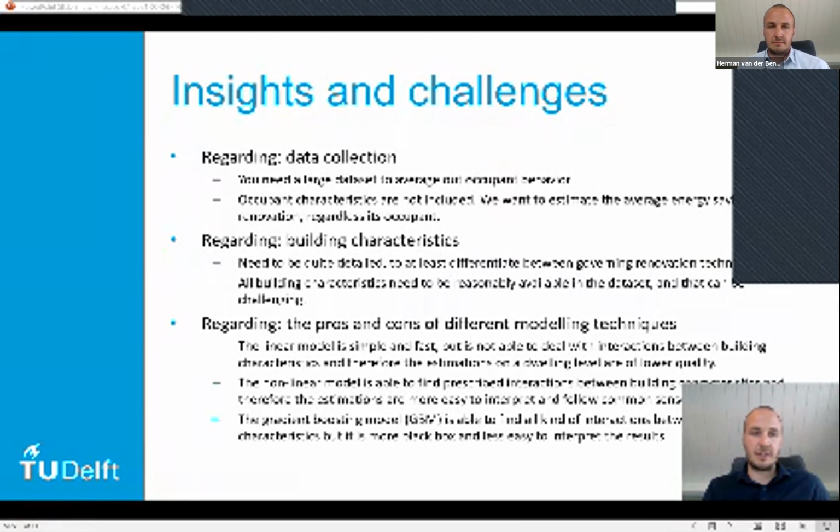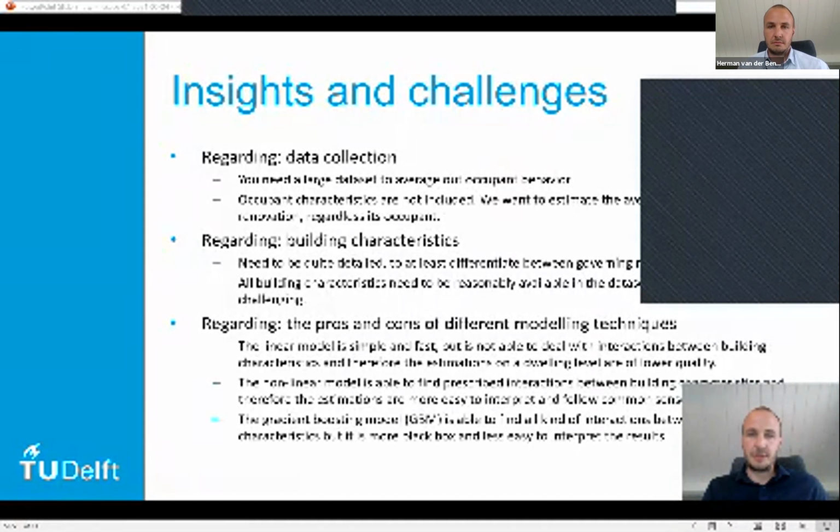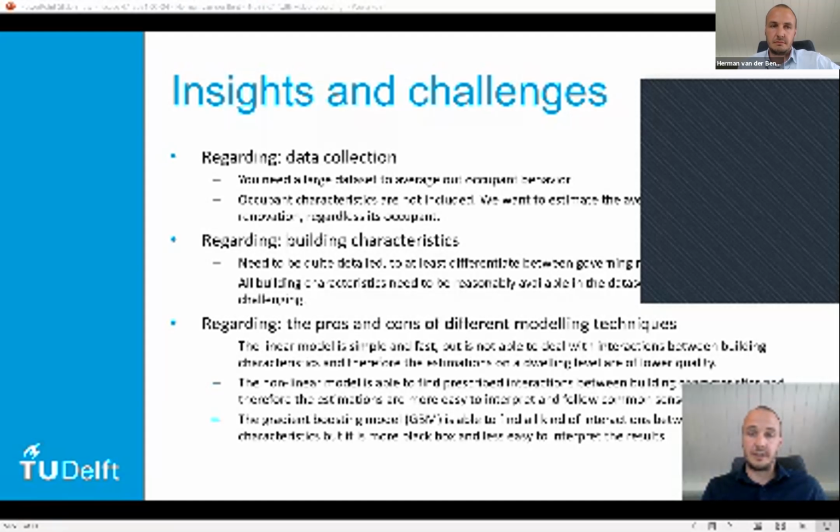Then something regarding the pros and cons of the different modeling techniques. We see that a linear model is simple and fast, but it's not able to deal with interactions between building characteristics, and therefore the estimations on the dwelling level are of lower quality. And the nonlinear model is able to find prescribed interactions between building characteristics, and therefore the estimations are easier to interpret and follow common sense.